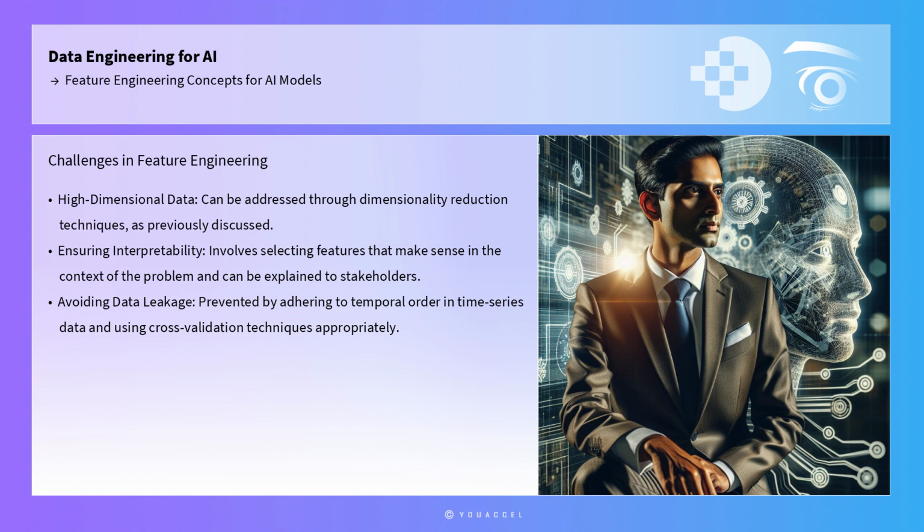High-dimensional data can be addressed through dimensionality reduction techniques, as previously discussed. Ensuring interpretability involves selecting features that make sense in the context of the problem and can be explained to stakeholders. Data leakage, which occurs when information from the test set leaks into the training set, can be prevented by strictly adhering to temporal order in time series data and using cross-validation techniques appropriately.